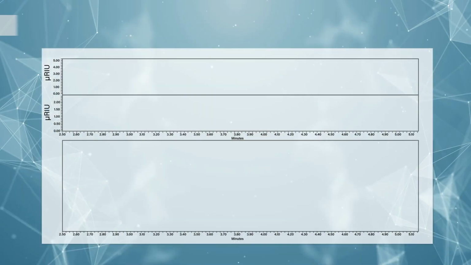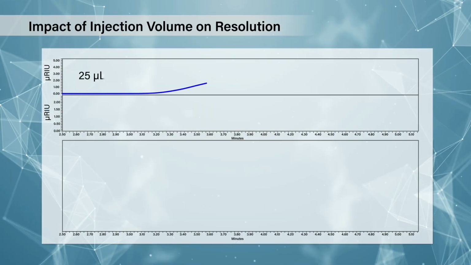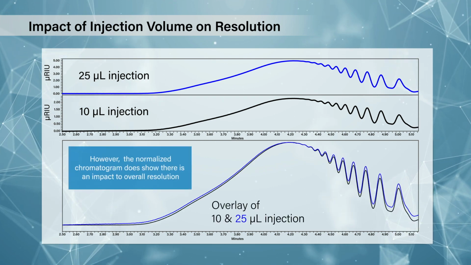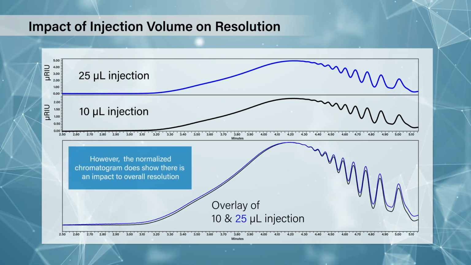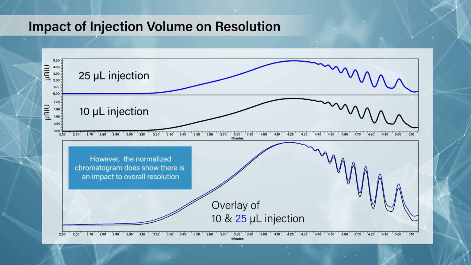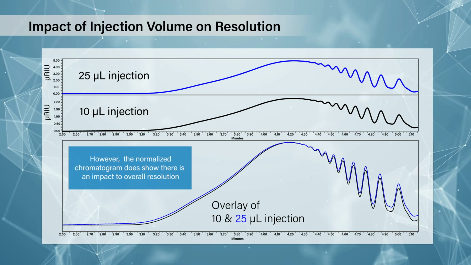When you want to compare, in this case, 10 and 25 microliters, to the naked eye, it may not look like there's a lot of difference. If you normalize and overlay, you see that there are subtle differences there in the distribution, and you are losing a little bit of resolution, as can be seen in the blue trace compared to the black trace on the bottom half of the screen.